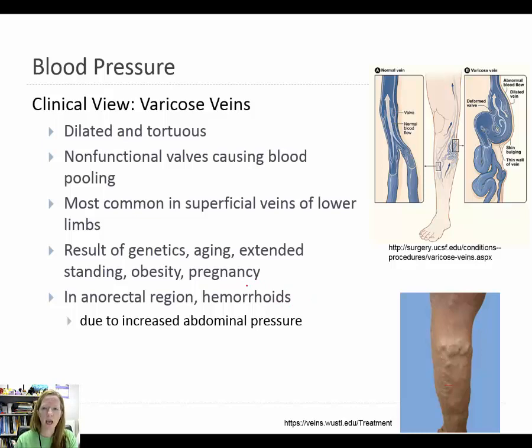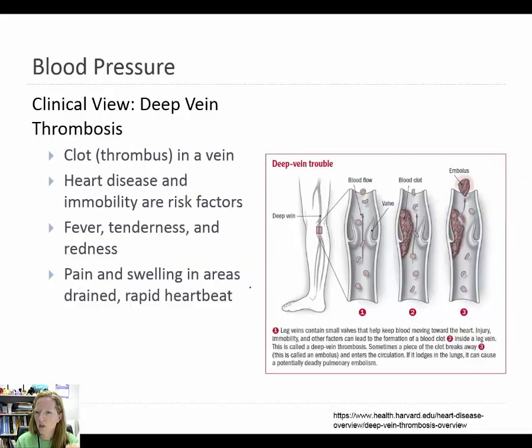Let's take a look at what happens whenever you are sitting or standing for a long period of time. This can cause something called deep vein thrombosis. We talked about thrombosis back in the blood chapter with hemostasis and clotting. But deep vein thrombosis is where you have a thrombus in the vein, and again, it's usually because of immobility.